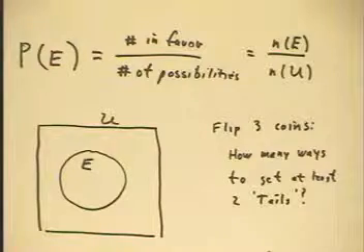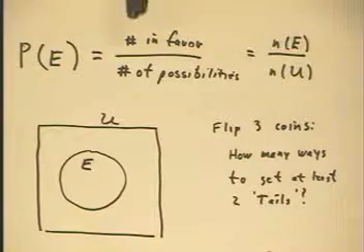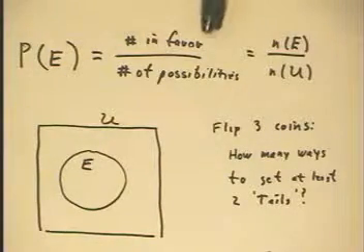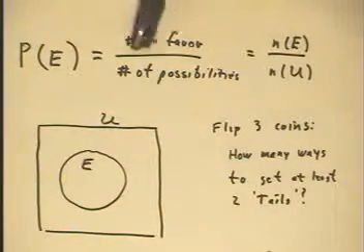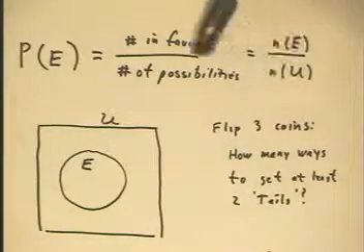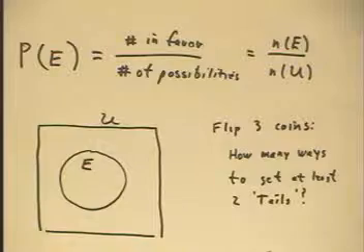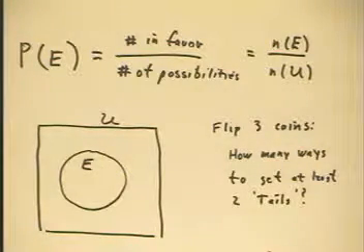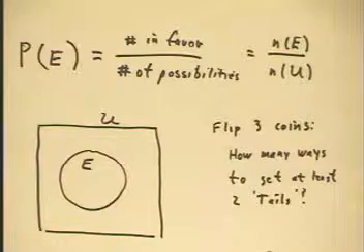For example, if you flip 14 coins, do you get at least 10 heads? The event is getting at least 10 heads. The probability of that event is the number of outcomes of 14 coin flips that have 10 heads, that is the number in favor, divided by the total number of possibilities, which is the total number of outcomes that you can get from flipping 14 coins.